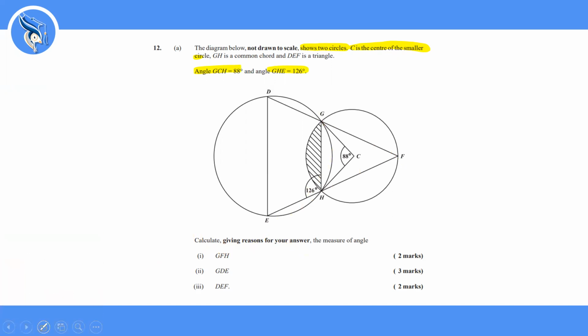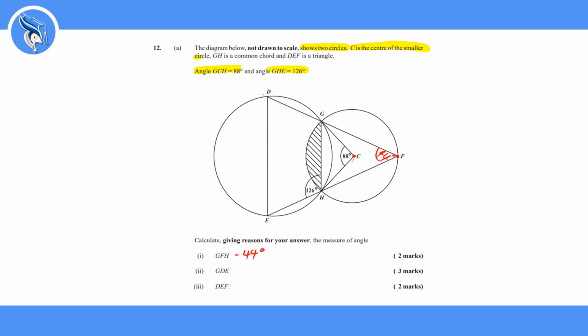I know you have this one. You have it. This one, GFH. Angle at the center, angle at the circumference. Good. So this is 2 times the angle at the circumference. So the one at the circumference must be half of 88, which is good, 44 degrees.